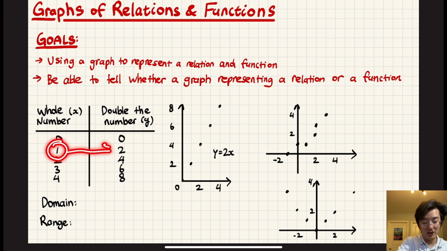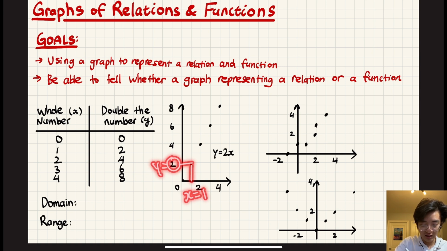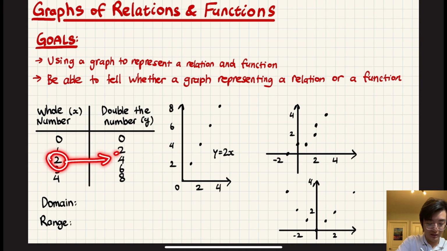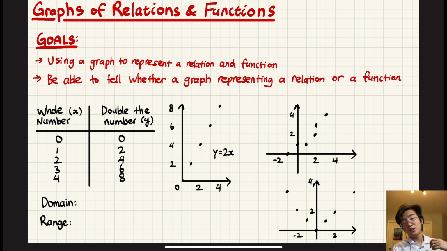And then with the number 1, when we double 1, or do 1 times 2, we get 2. So our second point is x equals 1 and y equals 2. Then from there we can just keep going. The next number, 2 times 2, is 4, so we have 2 here and 4 here to get this point. And then 3 doubles to 6, so 3 is right here, 6 is right here, to get this point. So all we're doing here is plotting those points on a graph.